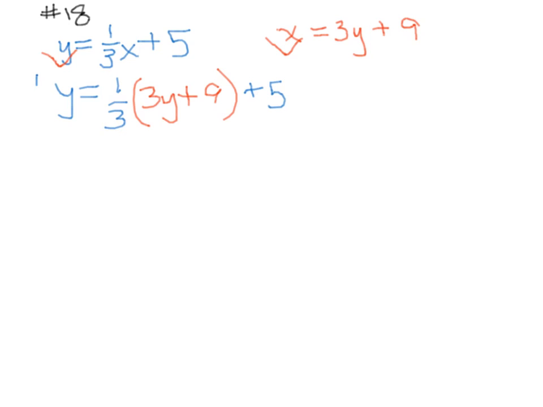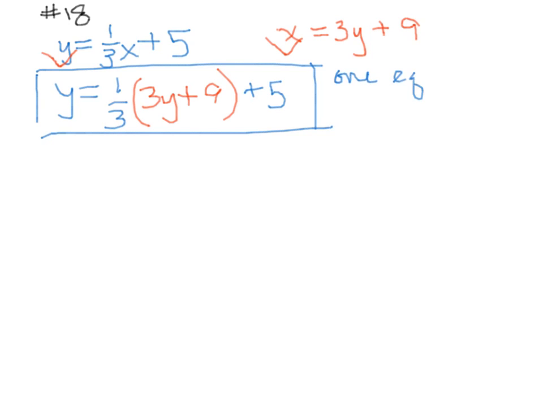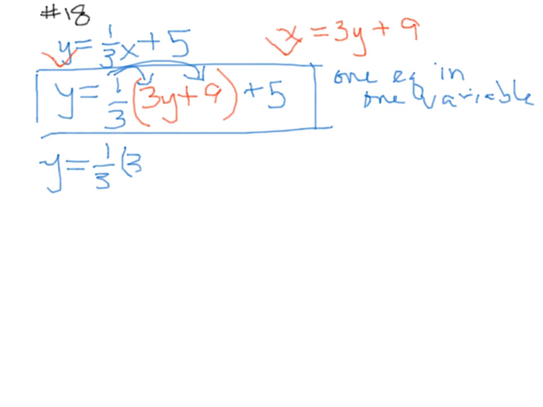And once again, when we look, at the end of step 2, after I make my initial substitution, I have one equation in only one variable, so I know I can solve it. So let's go ahead and solve this one. All I'm going to do is distribute that 1/3. So this gives me y is equal to 1/3 times 3y plus 1/3 times 9 plus 5.